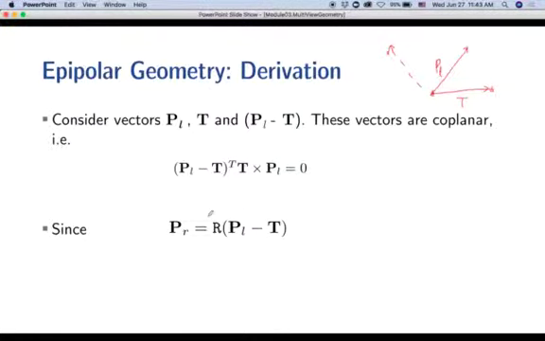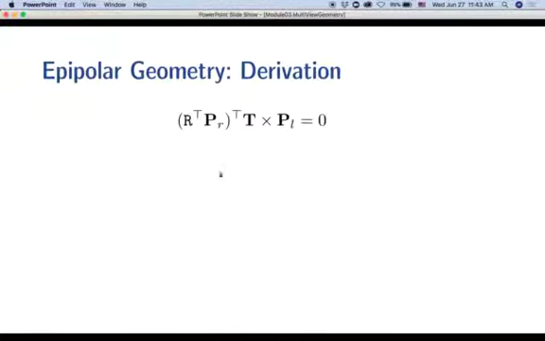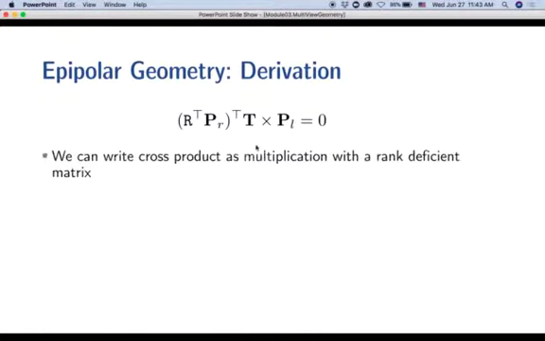Okay, so I can substitute, instead of PL minus T here, I can substitute R transpose PR. Take R on this side here, so you have R transpose PR transpose T cross PL. Agreed? All right. And now that I have this, I'm going to do one more mathematical trick.